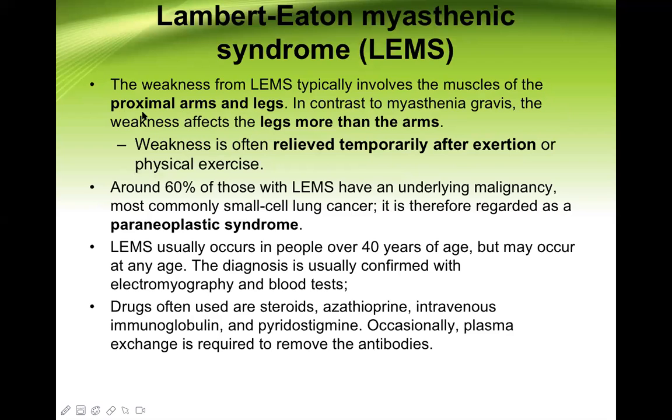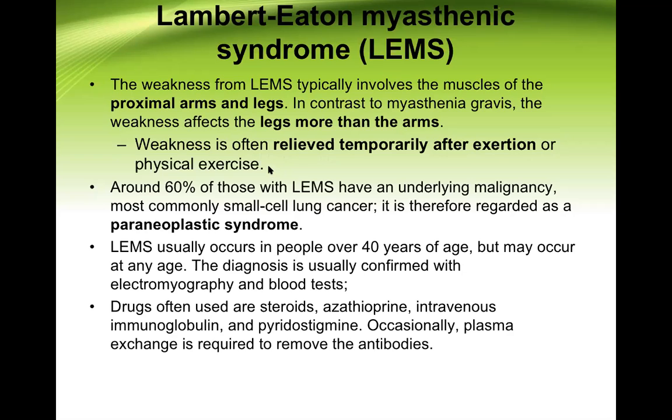Now, a bit similar to myasthenia, here also the proximal arms and legs are affected, but in contrast to myasthenia gravis, the weakness affects the legs more than the arms. So there is a slight difference. One very important point I should ask in the history is that the weakness is often relieved temporarily after exertion or physical exercise. Exactly opposite of myasthenia gravis. This is an important point in the history, and it can help us distinguish which type of weakness this is. Is it myasthenia or Lambert Eaton syndrome?